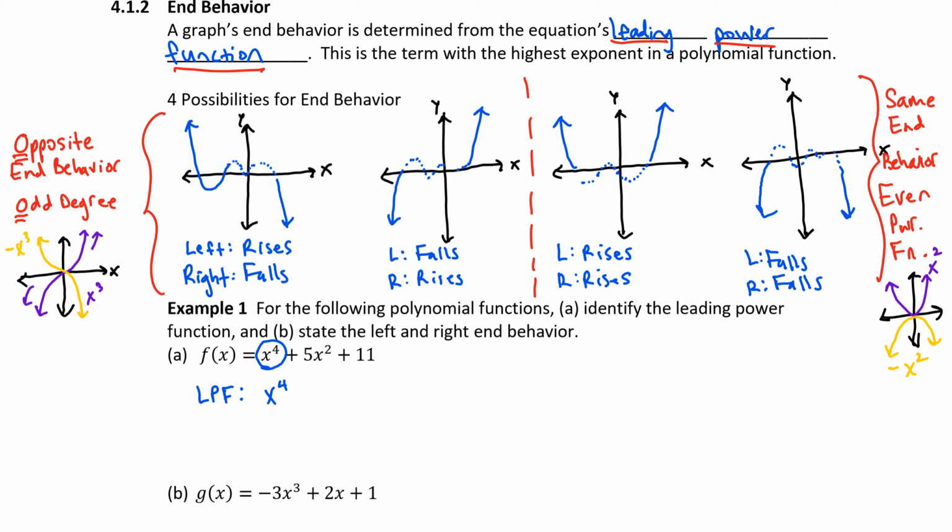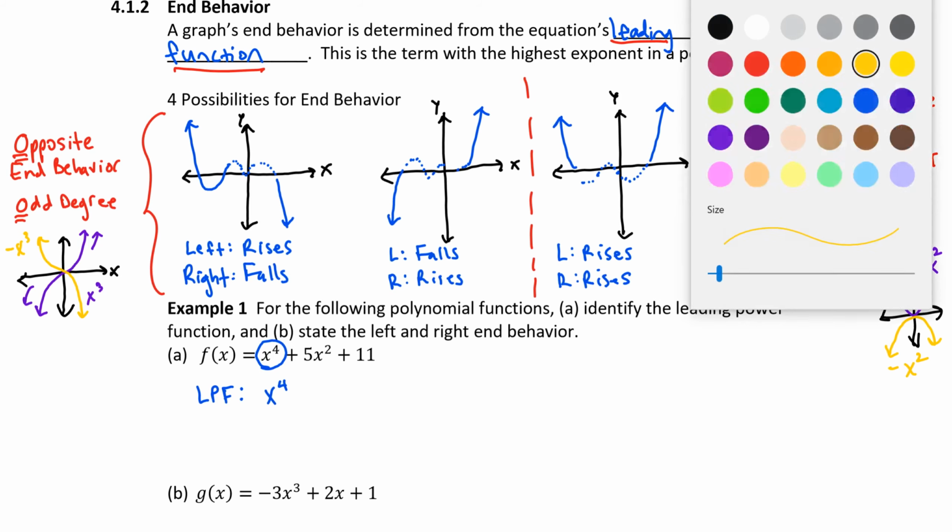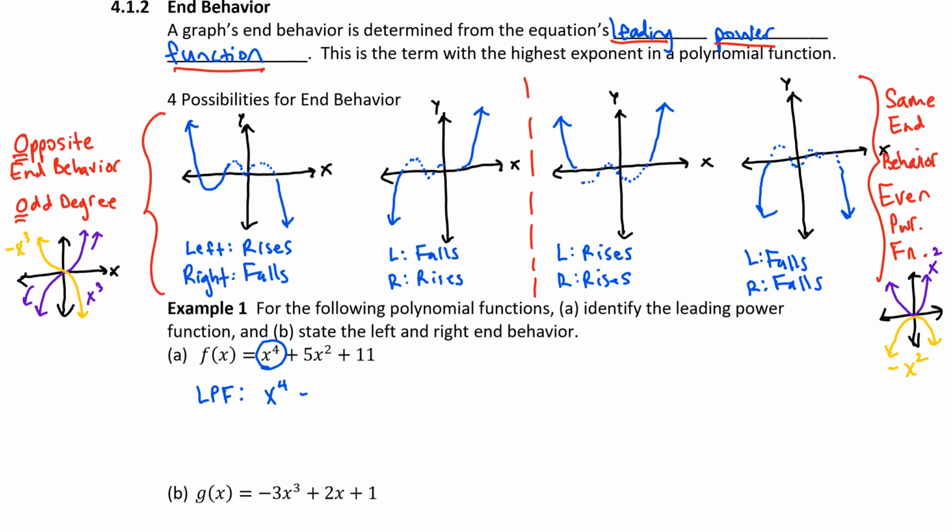Let's go back to example 1. We've already identified the leading power function as x to the 4th. So I'm going to make the observation that this is an even power function, and I'm going to compare it to the most basic even power function. We've studied that extensively. That was one of our parent functions. And we know that x squared does something like this. Therefore, we can say for our given function f of x, the left side and the right side both rise.